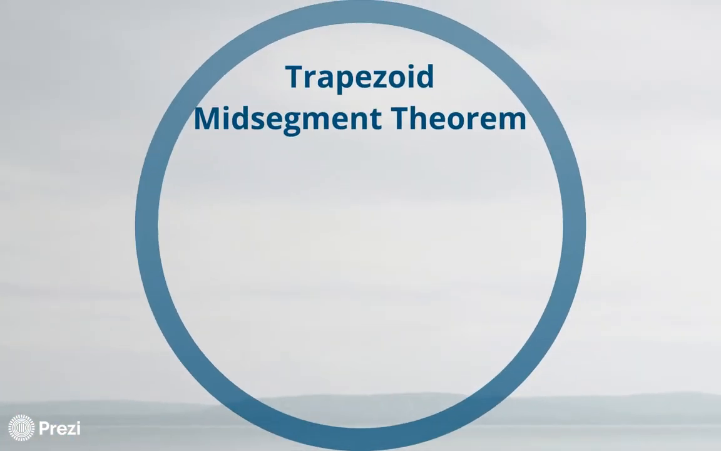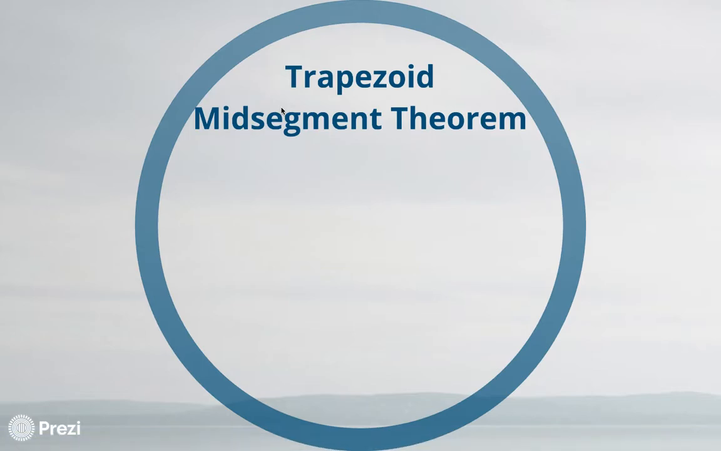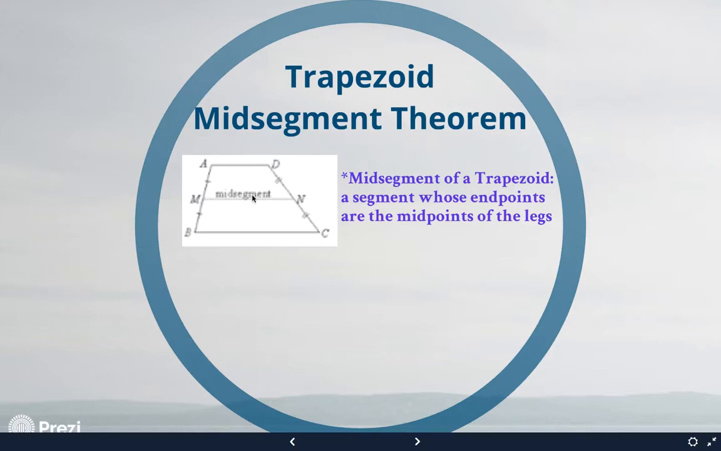Alright, and our final trapezoid theorem is called the midsegment theorem. Now, what do you think is located mid-segment, or in the middle of a segment? What is that point called, located like in the middle of something? It is a midpoint. So something happens when you connect the two midpoints of the legs of a trapezoid. So we have this thing called a midsegment, which a midsegment of a trapezoid is a segment whose endpoints are the midpoints of the legs.